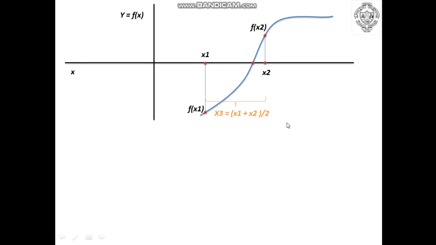Now after finding the answer of this formula, you will observe that the midpoint between these two is shown at this point. So now let us label that point as x3. We can find the function of this point by putting the value of x3 in the equation, and you can get the value of its function. And now again you will see that we have found the new approximation of the root, which is also near to this point, but it is not the exact root.